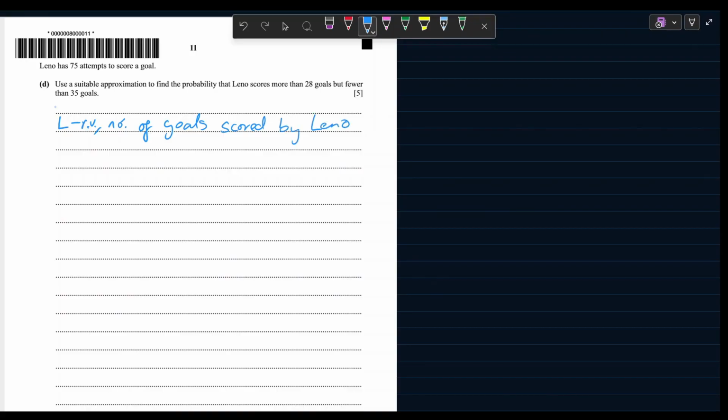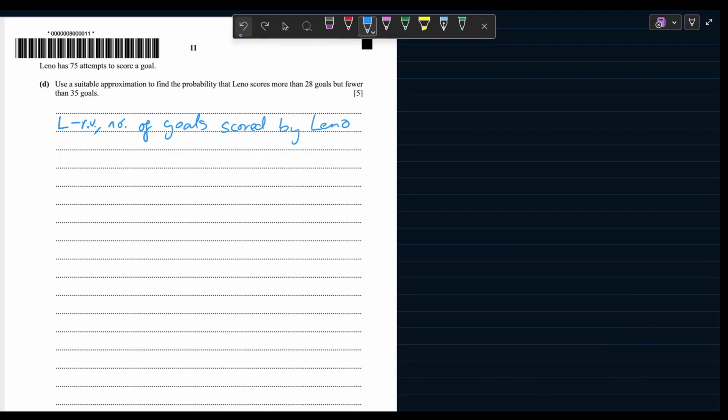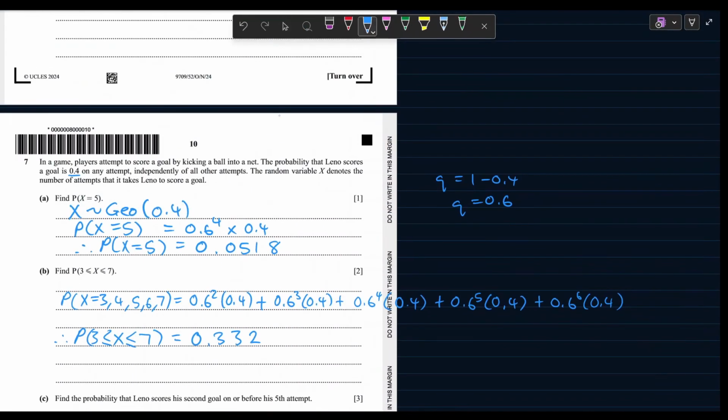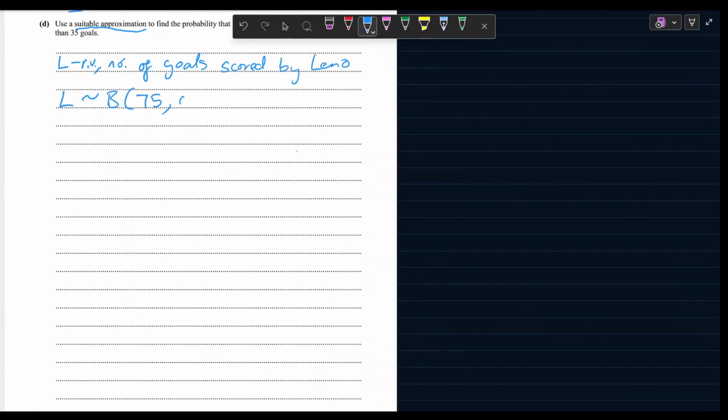And this is a binomial distribution. Just a heads up, at AS level, you're only going to be doing a normal approximation to the binomial distribution. So pretty much anytime they ask you for a suitable approximation, it's going to be a normal approximation to the binomial distribution. All right, so L follows a binomial distribution, and our number of attempts is 75. The probability of scoring a goal is 0.4 from earlier. So that's our probability of success.